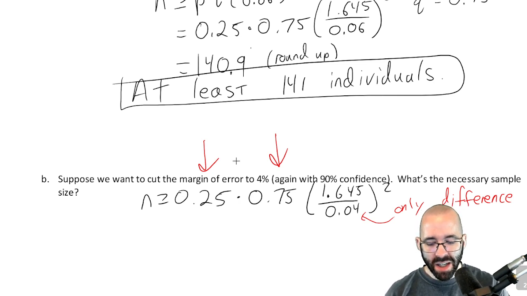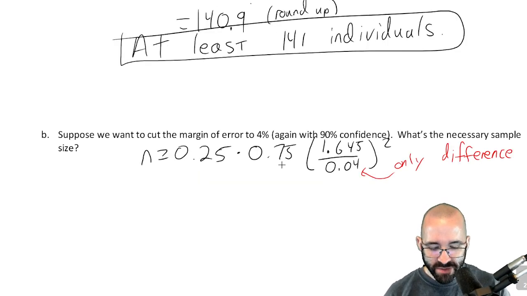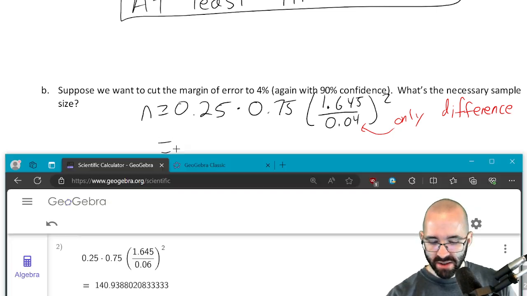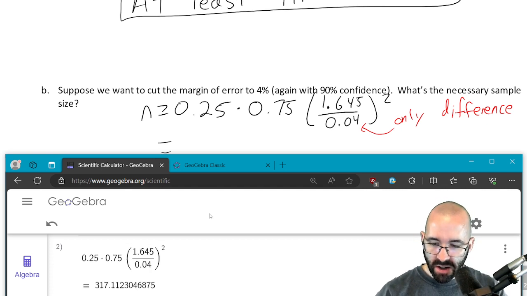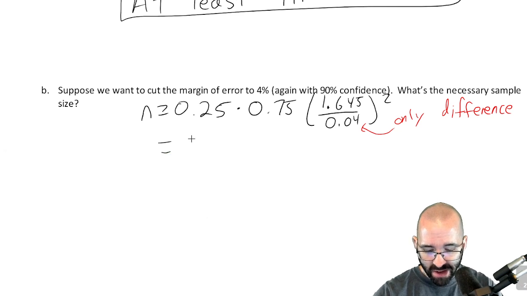We can really use that p hat and q hat from the previous sample to get a better approximation for the sample size. And that's fine. So we'll just type this into a calculator. Let's see what it is. And again, all that we have to change is 0.04. Make sure to press enter. Whoa, that's a lot bigger. It's about 317.1.